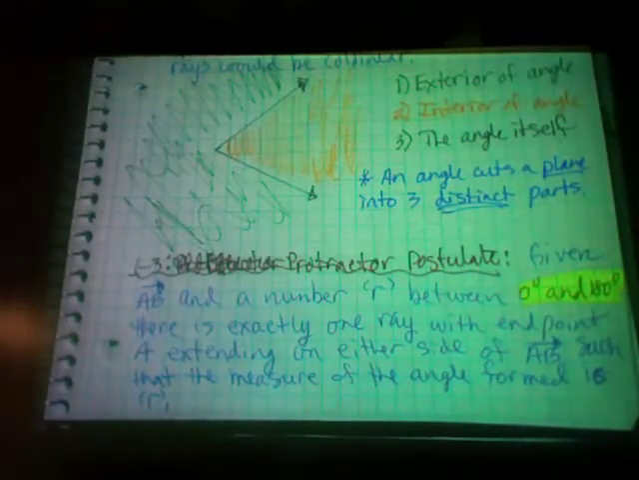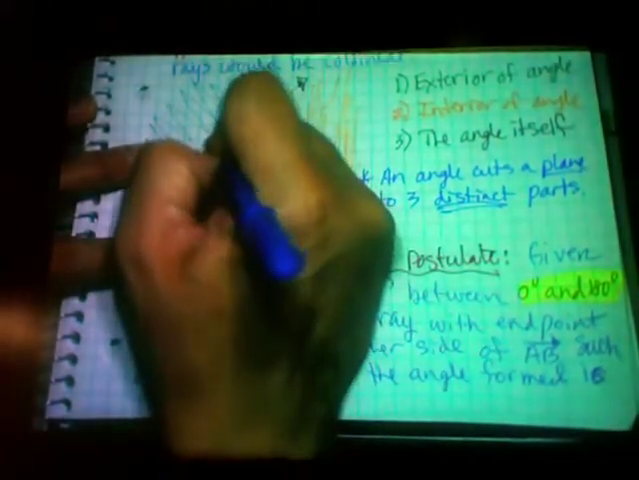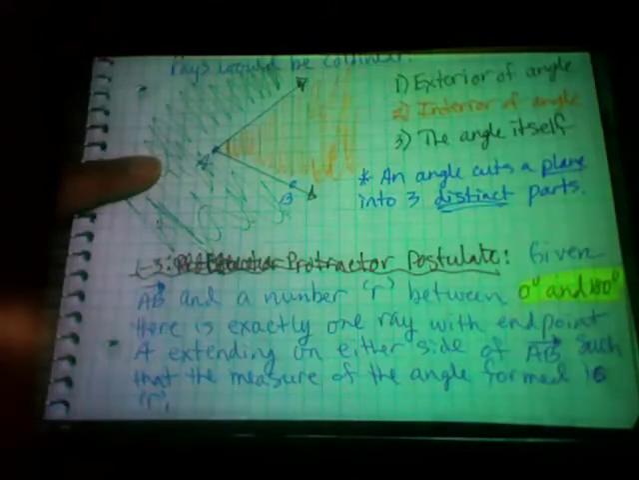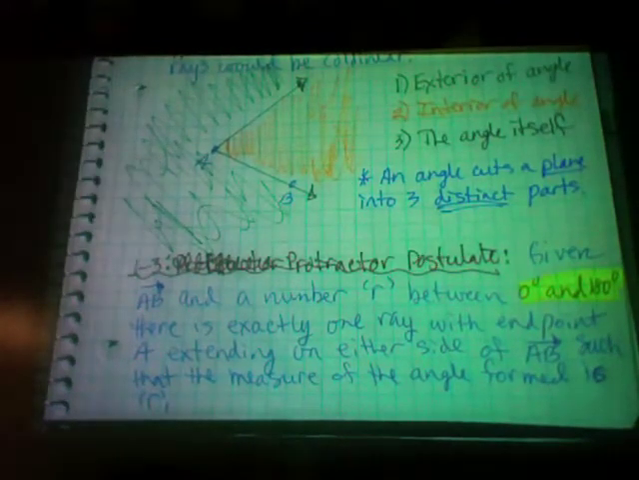Let's say that this angle right here, we had the points A and B. Wouldn't that represent ray AB? All this is saying is that R is the measure of the angle.